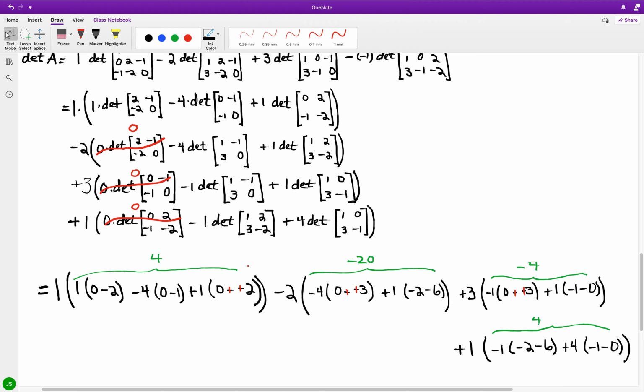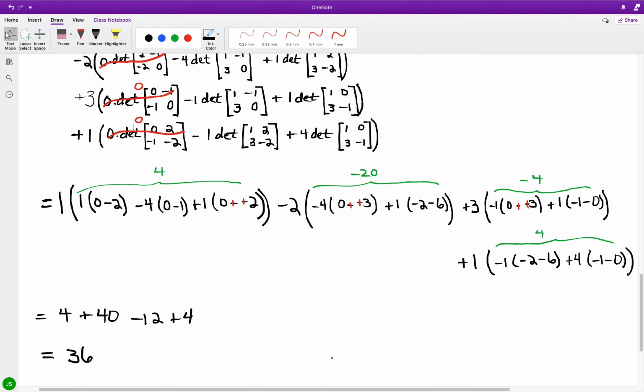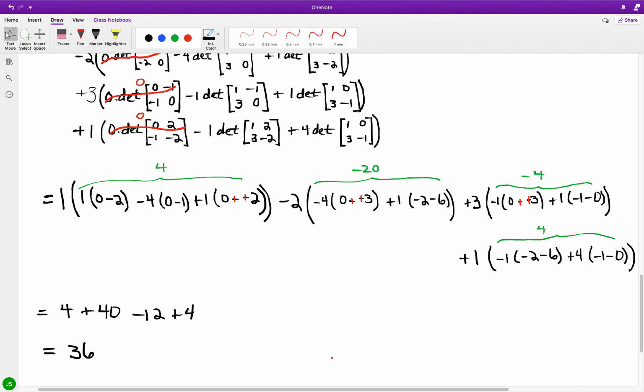Just collecting what we had inside the parentheses, we're going to have 1 times 4 minus 2 times negative 20 plus 3 times negative 4, and plus 1 times 4. Bunching what we have together, we have 4 plus 40 minus 12 plus 4, which is equal to 36. If you look at it column by column, for items in the odd number column positions, you're looking at adding. For those in the even number column positions, we're looking at subtracting.